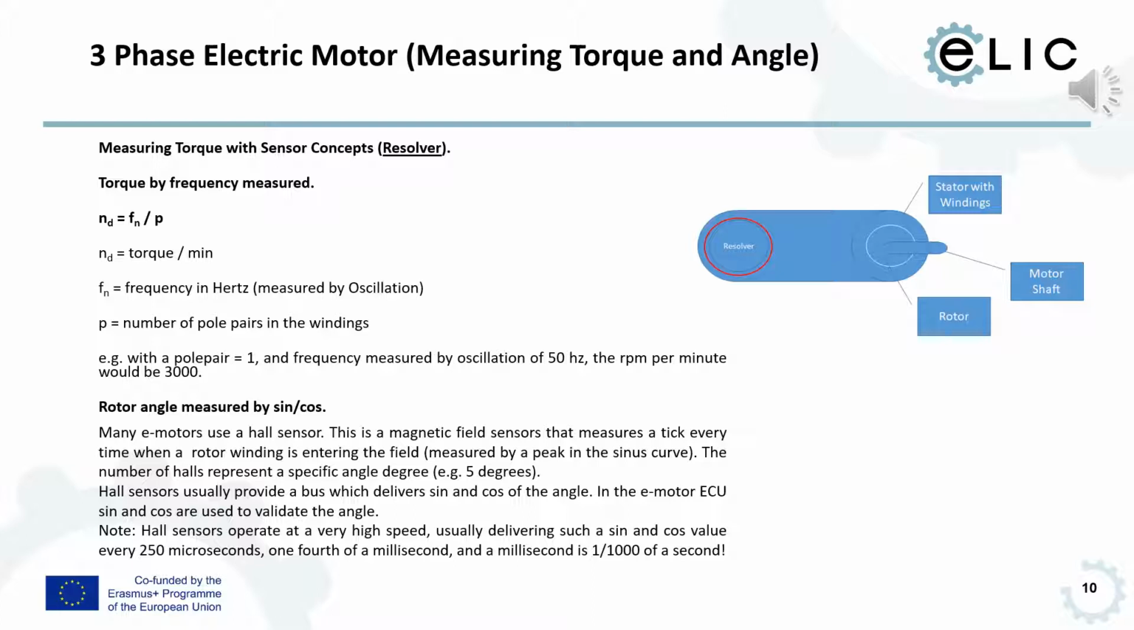There are different measurement principles so that we can measure the speed or the rotor angle position by sinus and cosinus. So here is one example. Many e-motors use a Hall sensor, which is a magnetic field sensor that measures a tick every time a rotor winding is entering the field, measured by a peak in the sinus curve, and the number of Halls represent a specific degree. Hall sensors usually provide a bus which delivers sinus and cosinus of the angle as digital values to the electronic control unit, and in the e-motor ECU the sinus and cosinus are used to calculate the angle position of the rotor. Also, Hall sensors operate at a very high speed, usually delivering such a sinus and cosinus value every quarter of a millisecond.